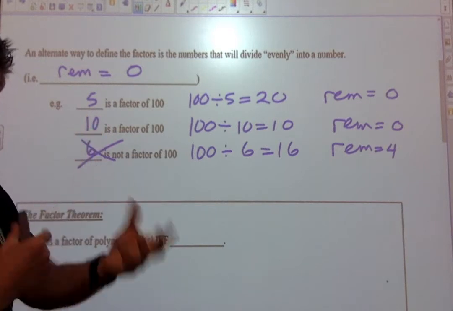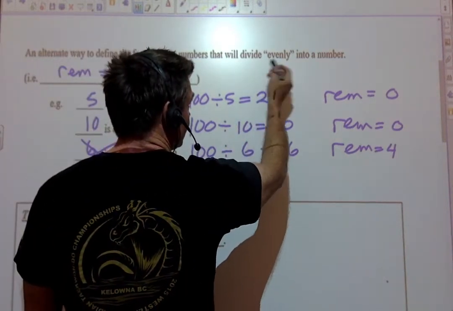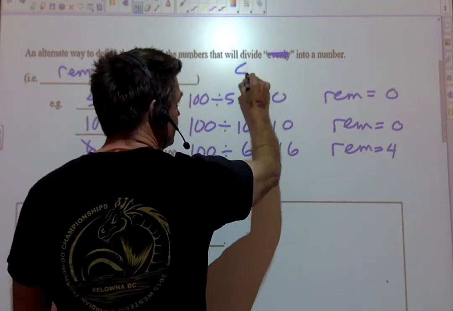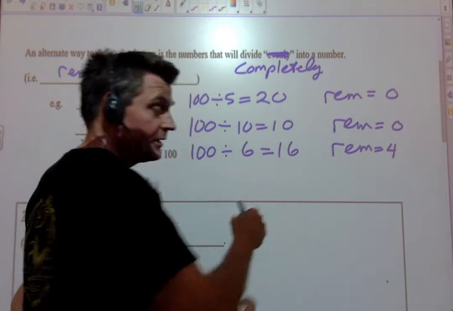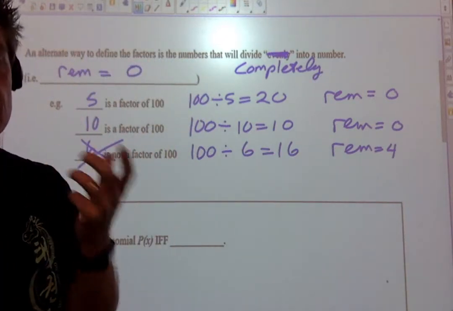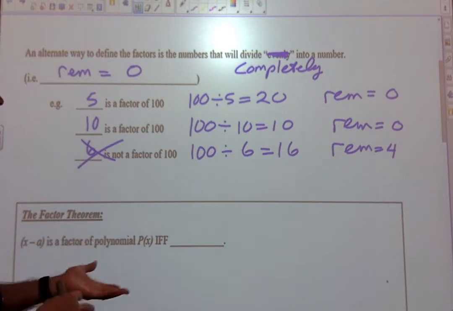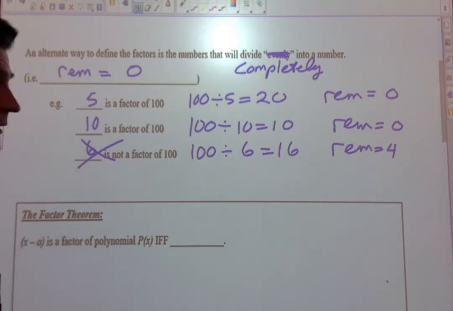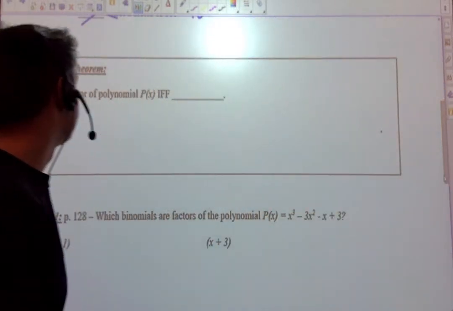These are the ones that divide in evenly. Now, we really shouldn't say even, because I'm not thinking about even and odd. What this really should be is that they divide completely. They completely go in. There's no remainder left over, right? Don't think of even and odd. When you say it divides in evenly, it really should be completely. Okay. So that's called the factor theorem.